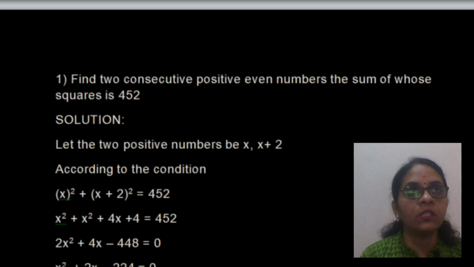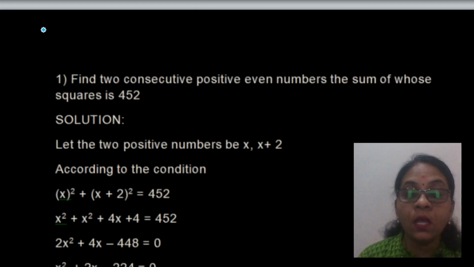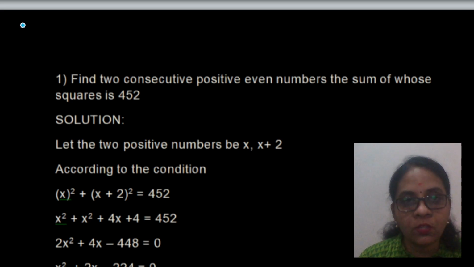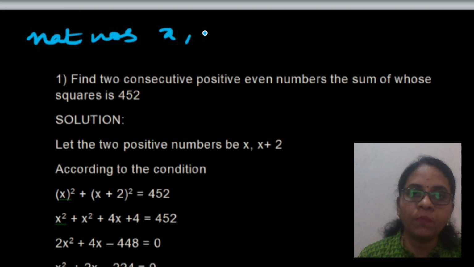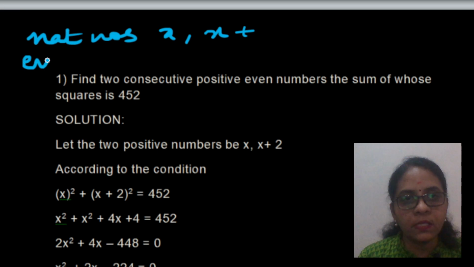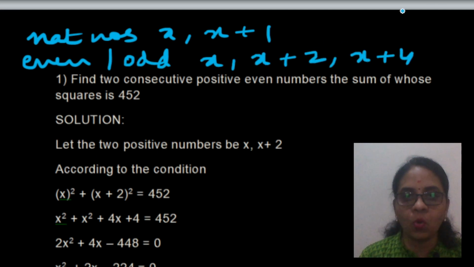How do you get the consecutive positive even numbers? As I mentioned earlier, children, you should know what consecutive even numbers, consecutive odd numbers and consecutive natural numbers are. Let me first explain that to you all. For consecutive natural numbers, the difference is always 1, so you assume the numbers as x and x plus 1. For even and odd numbers, we assume it as x, x plus 2, x plus 4, and so on.